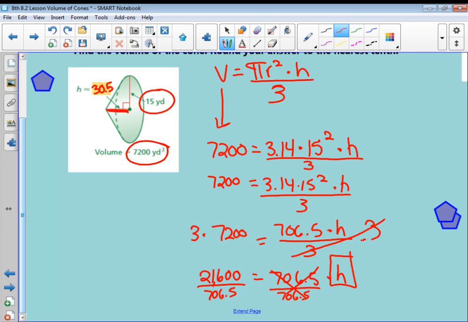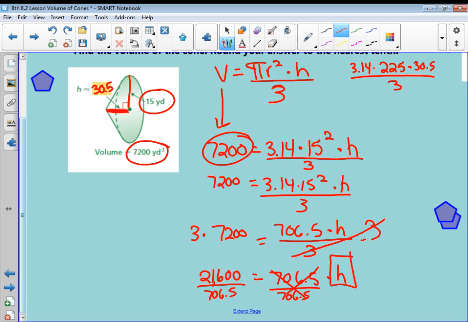So how can we check it? Well, we're going to go ahead and substitute back in. I'm just double checking, thinking, wow, this looks like a much larger distance than that, and that's why I was second guessing myself when I originally got it. So if I do pi r squared, we would do 3.14 times our radius 15, 15 squared is 225, times our height, right now we're saying is 30.5, and then divide that by 3. It should give me the 7,200, or approximately that.